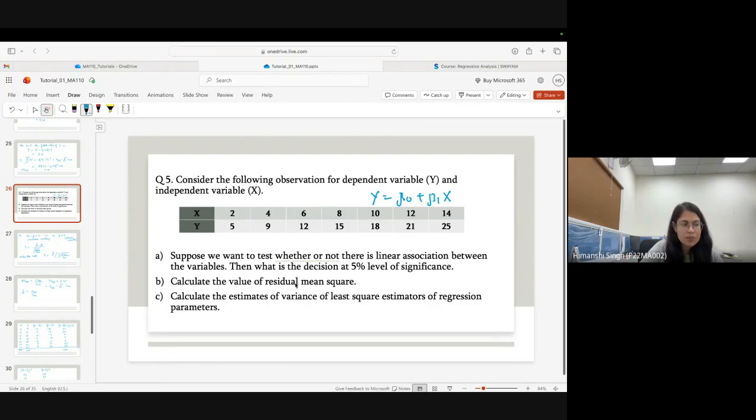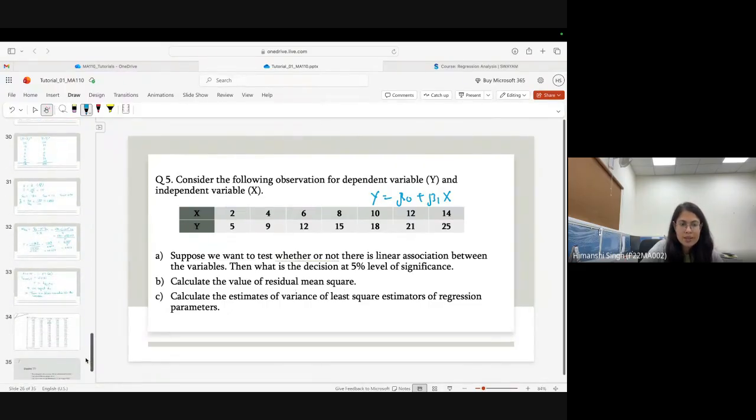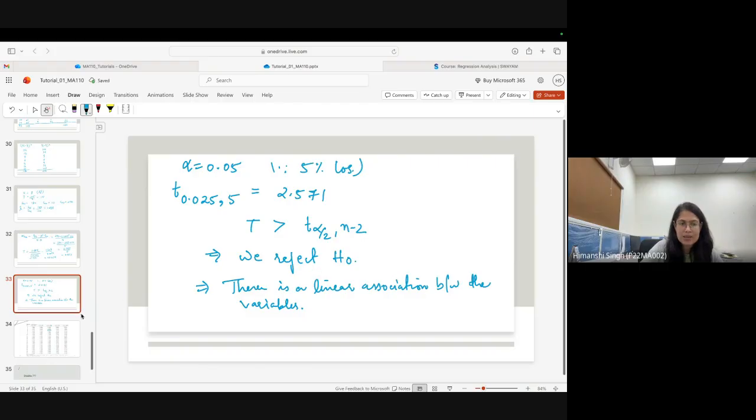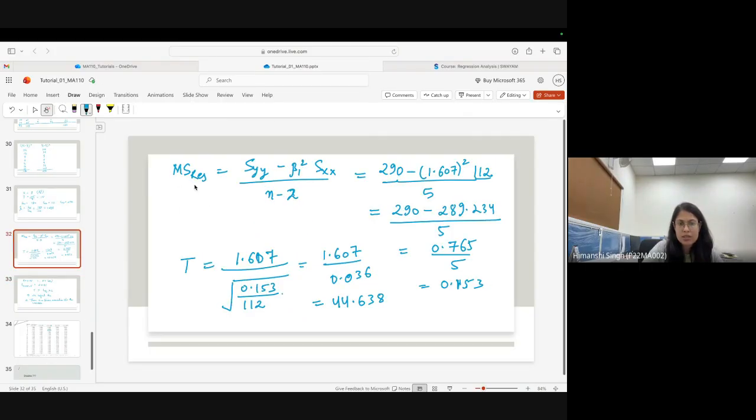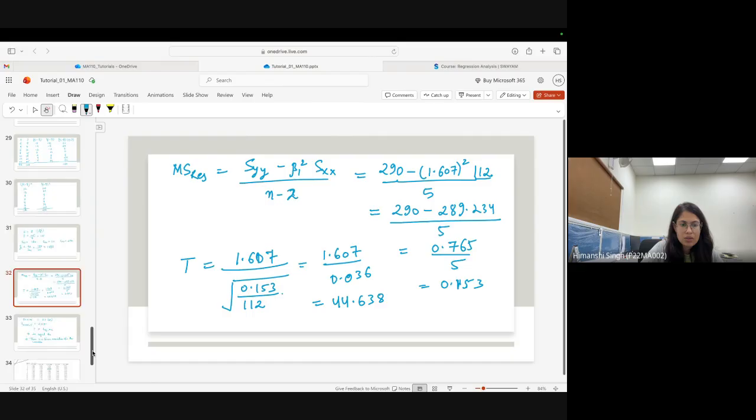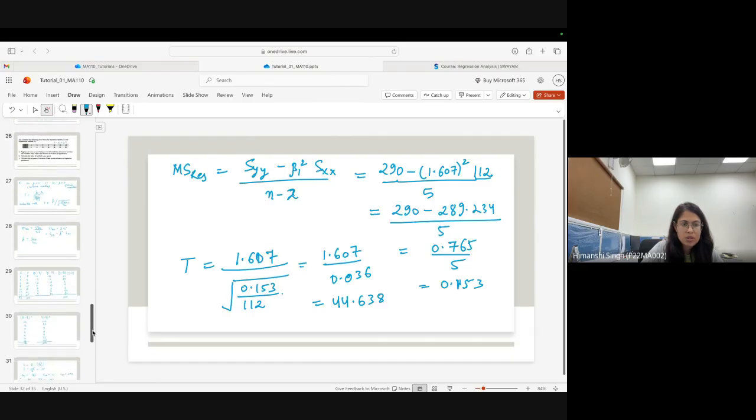Now if we fit this line, we want to calculate the residual mean square. What is residual mean square? It is this MSRES, that is SSRES divided by n minus 2, which we have already calculated. That came out to be 0.153.